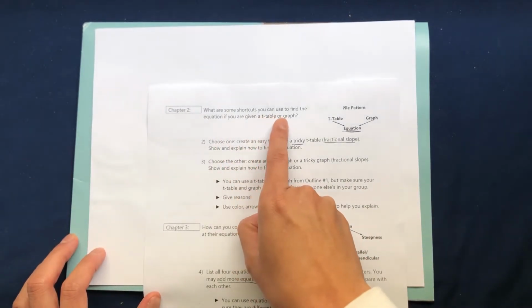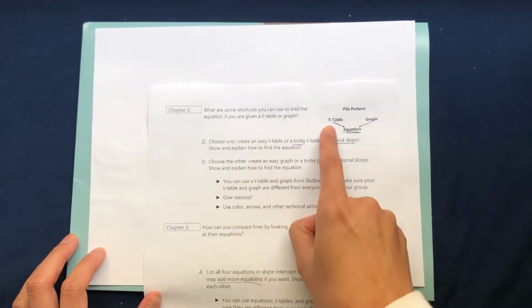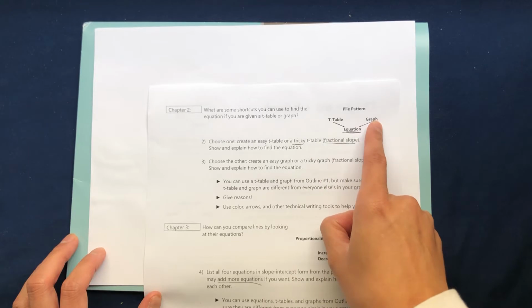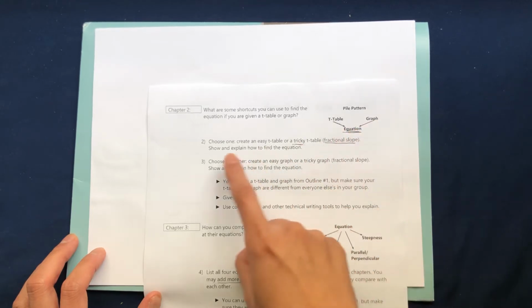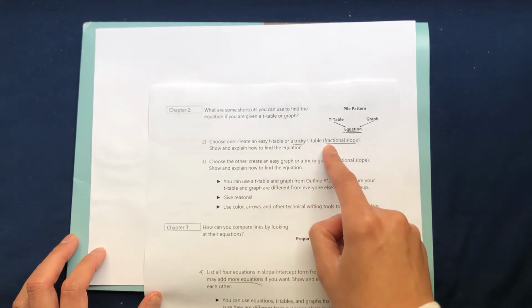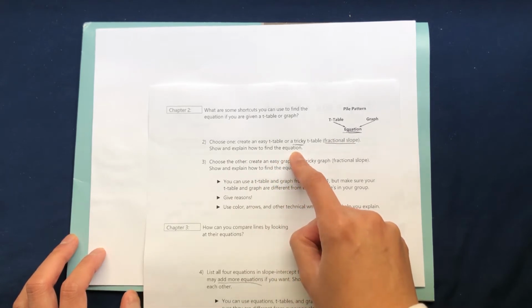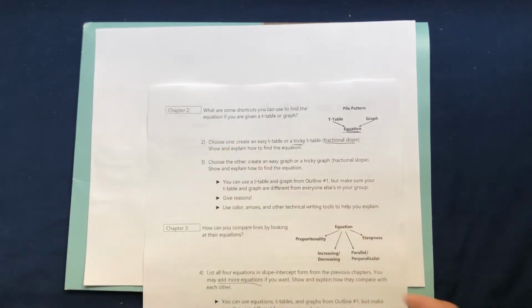What are some shortcuts you can use to find the equation if you are given a t-table or graph? So given a t-table or graph, how do we write the equation? Choose one. Create an easy t-table or a tricky t-table. So remember, tricky means a fractional slope. Show and explain how to find the equation. Okay? We're going to try that first. So step 2.